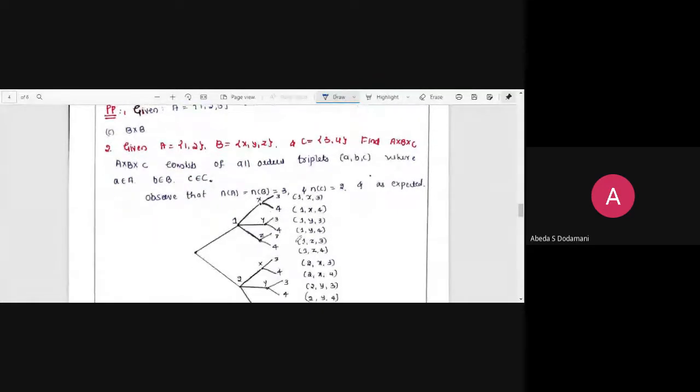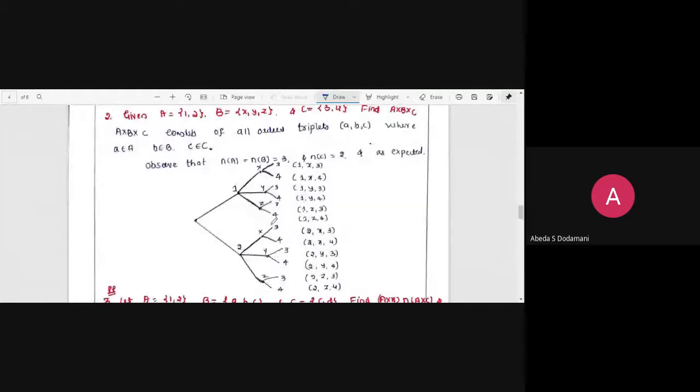So here I have given you a simple way to find out the Cartesian product of A, B, C if three different sets are given. With the help of a diagram, I have explained it. Just observe here. First, see how many elements you have. n of A has 2 elements, n of B has 3 elements, n of C has 2 elements.